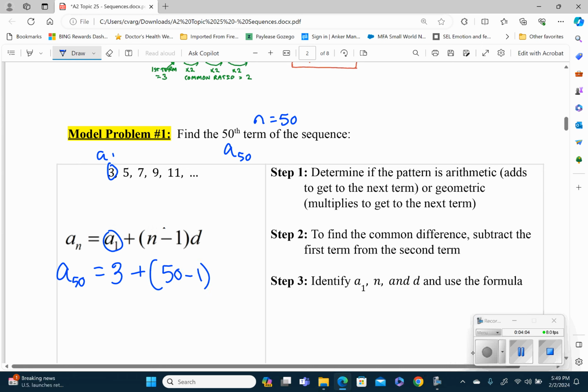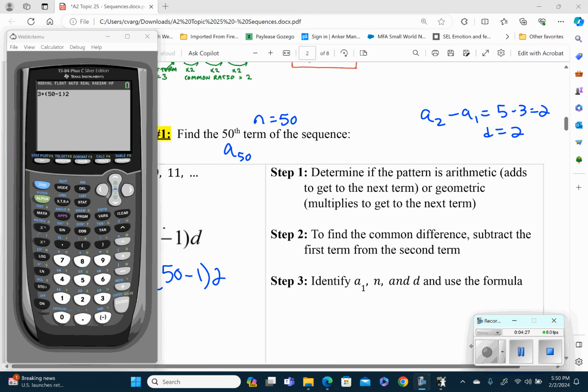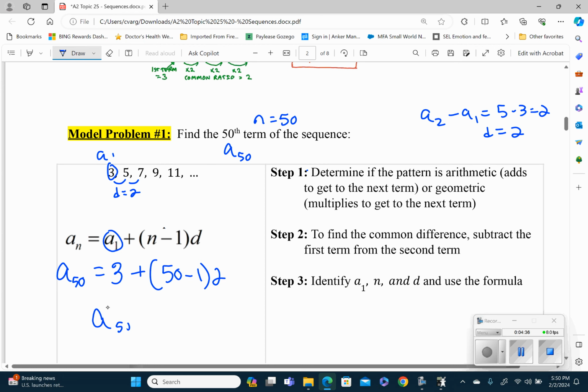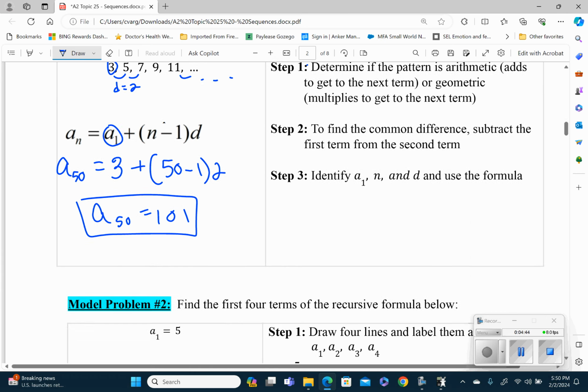And we're going to multiply by our common difference. So here you might be able to see easily that our difference is 2, because it's what it's going up by. But again, if you're not really sure, a2 minus a1 is equal to 5 minus 3, which is equal to 2. So our common difference here is 2, okay? So we're going to multiply by 2. And then we just plug this into our calculator. So I just plugged it into the calculator exactly as is, and we hit enter, and we get 101. So what that means is our 50th term is equal to 101. So that is our answer. Okay, so instead of sitting there trying to continue this pattern, you could just plug it into our formula.